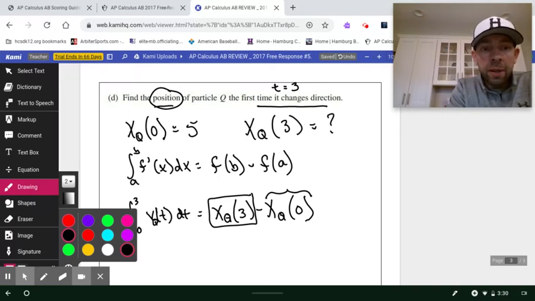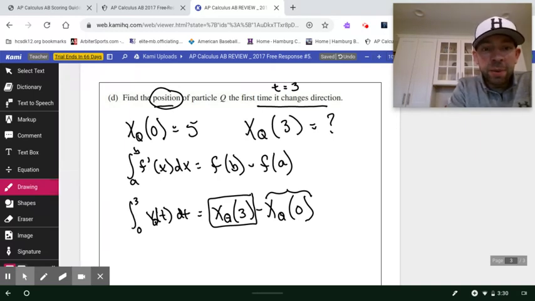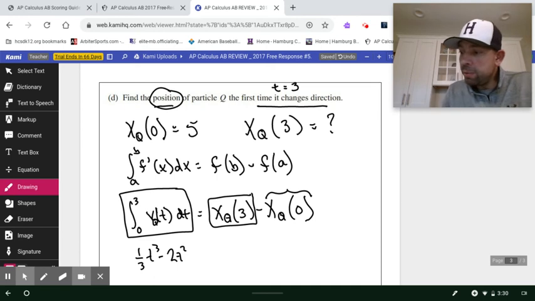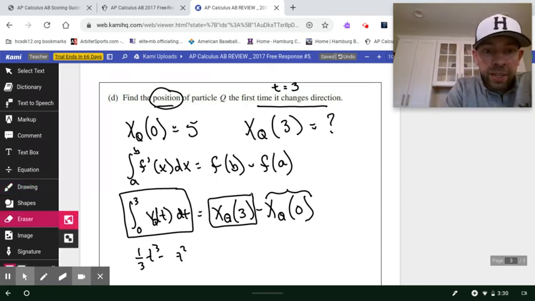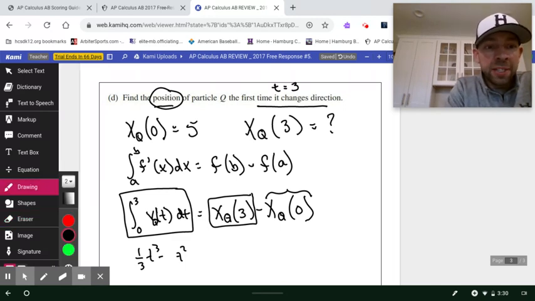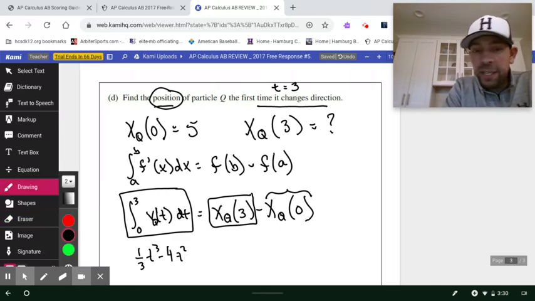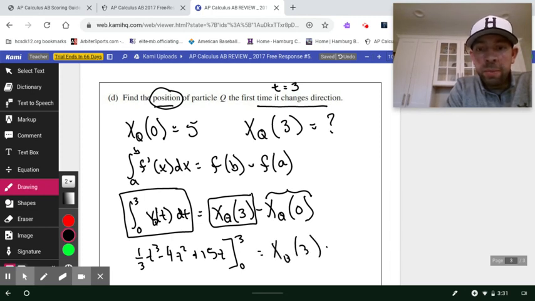Now the real meat and potatoes of this problem is going to come when we evaluate this definite integral. So we need to integrate the velocity of Q, which is going to make 1/3 t cubed minus 2t squared. Whoops, I better check my notes. I feel like that's wrong. Yeah, that should be a 4 right there. So yeah, the original coefficient was an 8, so that needs to be a 4. And then we're going to get into a 15t. So we just integrated the velocity of Q. That's going to be the position of Q at 3 minus 5.